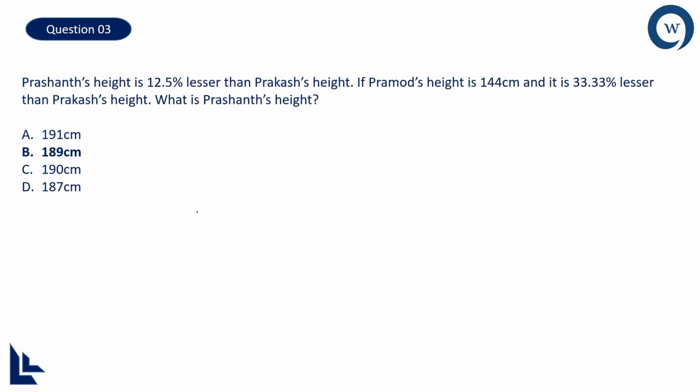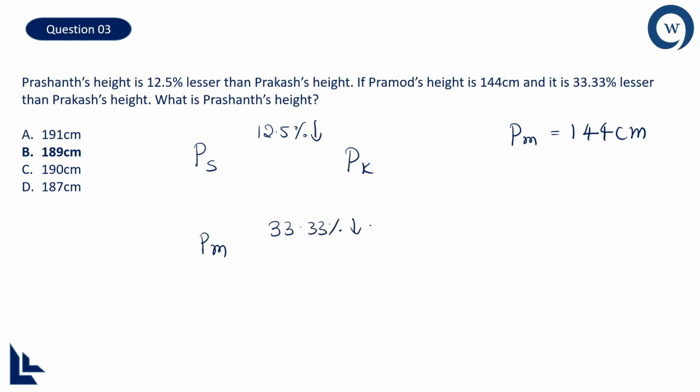Something like this. I will take Prashant as PS, and Prakash as PK. Prashant's height is 12.5% lesser than Prakash's height. So this is 12.5% lesser compared to Prakash's height. First part of the question. And then Pramod's height is 144 centimeter. There is Pramod, his height is 144 centimeter, and it is also given that it is 33.33% lesser than Prakash's height. That means Pramod's height is 33.33% lesser compared to Prakash's height.